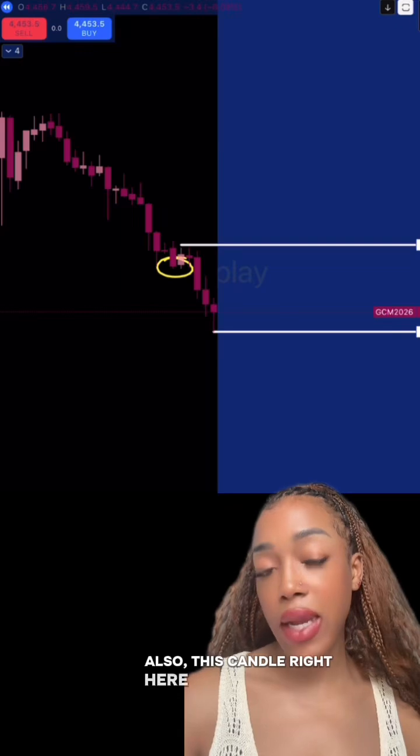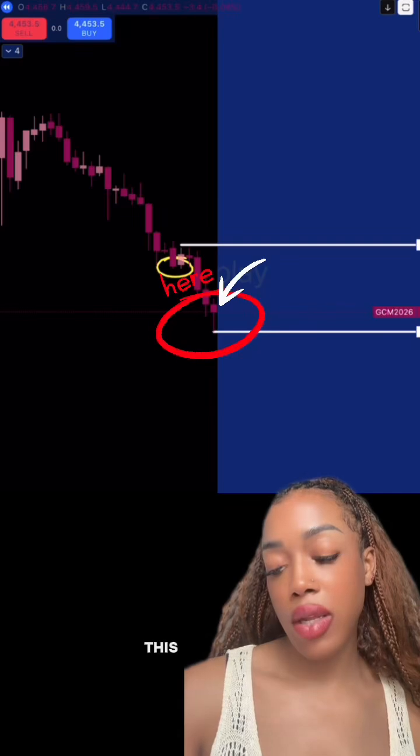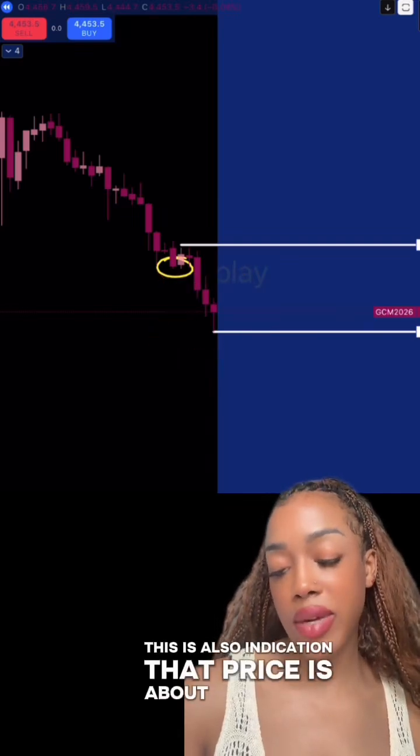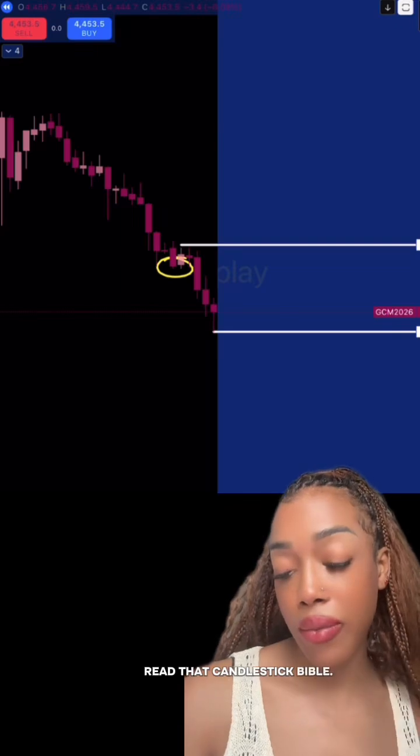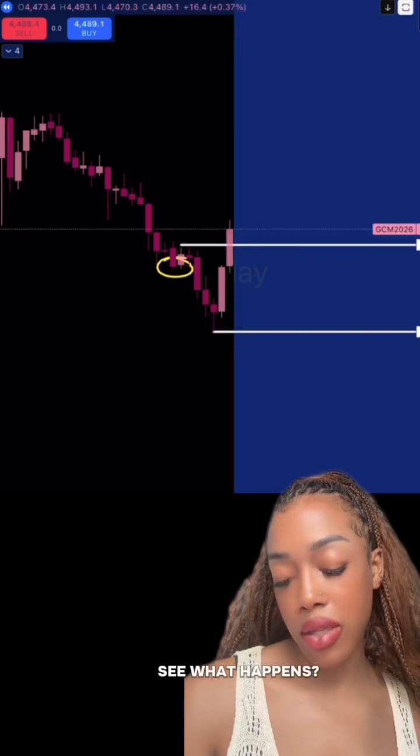Also, this candle right here at the bottom, this is like an inverted hammer candle. This is also an indication that price is about to reverse. Read that candlestick Bible. Okay, so let's play it, see what happens.